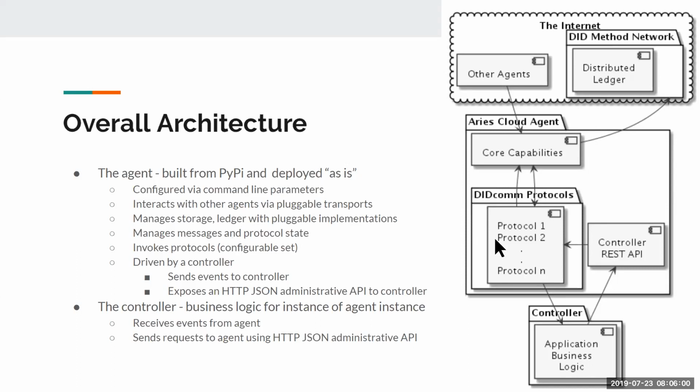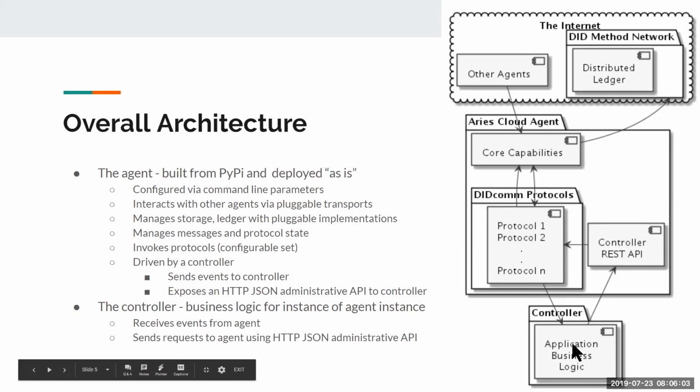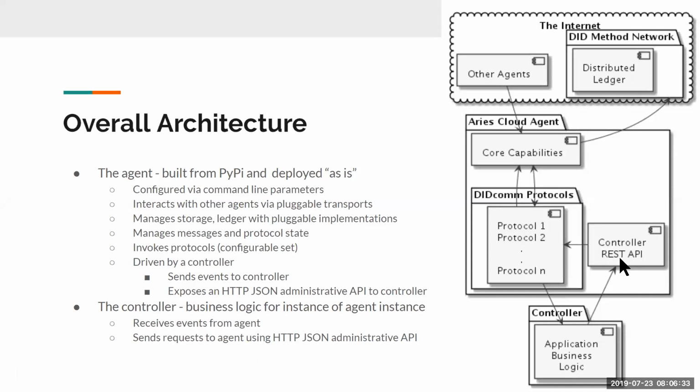Those protocols fire events at the controller via HTTP calls and receive back via a REST API, an administrative API, requests from the controller. And basically, that's how the controller manages the agent. It receives events from the agent based on things that happen in the protocols, and then fires requests via the REST API, the HTTP JSON API, to the protocols to tell them what to do.